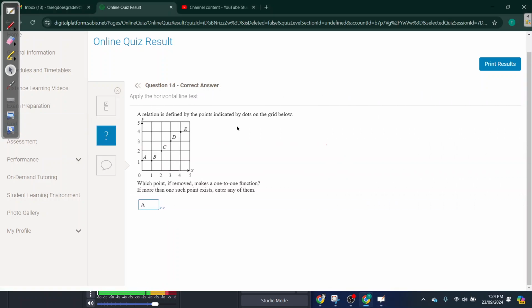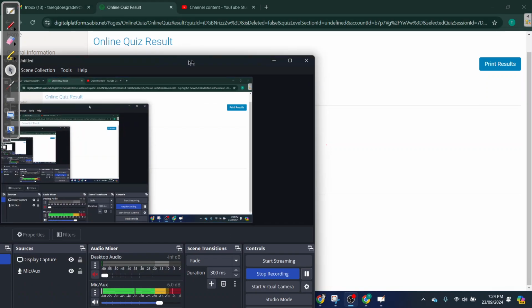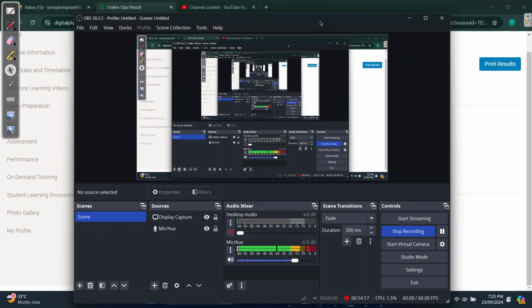Apply the horizontal line test. This is easy. I'm not going to skip that. And that's section 1.2. I'm going to do 1.1 now.